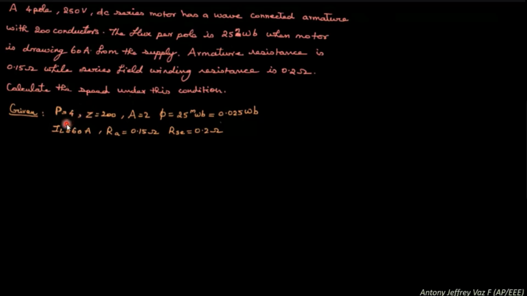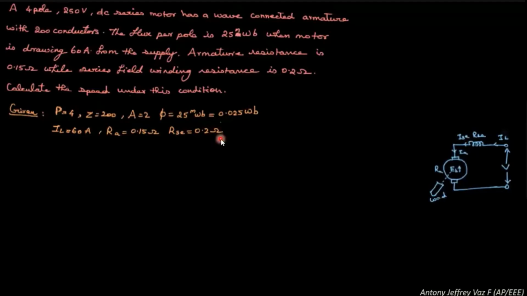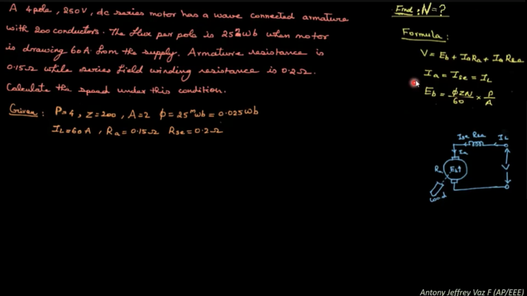So the given number of poles is 4, total number of conductors is 200, A is 2, flux is 25 milliweber, the load current is 60 ampere, the armature resistance is 0.15 ohm, and the series field resistance is 0.2 ohm. So this is the DC series motor connected in the configuration, and this is the load voltage V. This is the load current flowing, this is the series field winding, this is the armature of the motor, this is the back EMF developed, and this is the load connected on the shaft of the DC series motor. You are going to find the speed of the DC series motor.